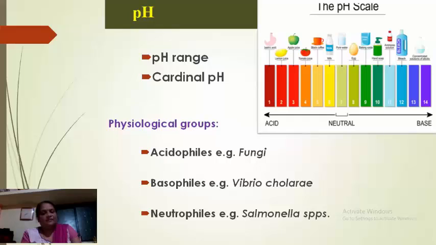Basophiles, the example is Vibrio cholerae. The favorable pH is 9. Neutrophiles, most of the bacteria are neutrophilic in nature. The example here given is Salmonella, which favors neutral pH for its growth.